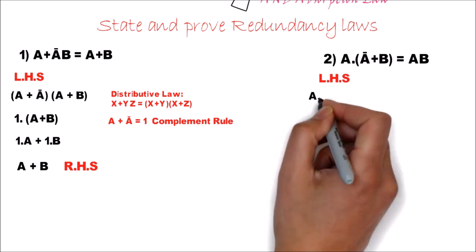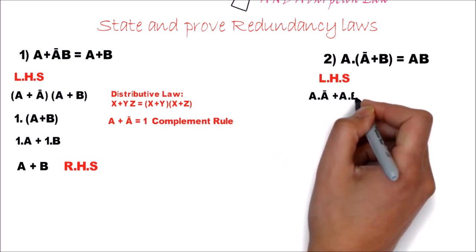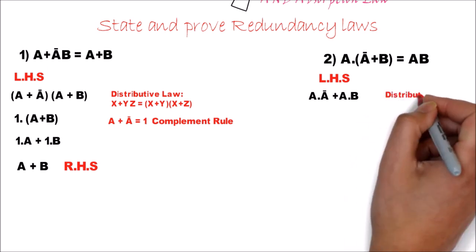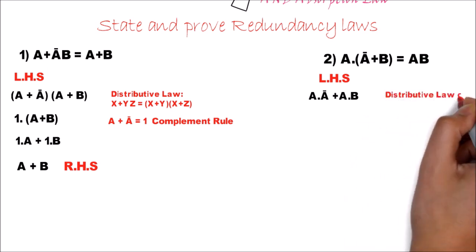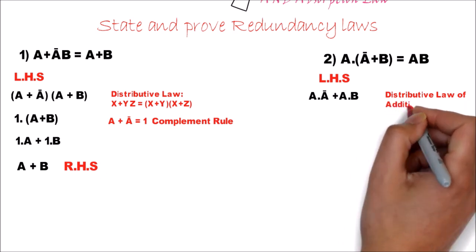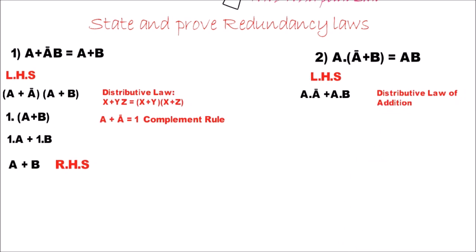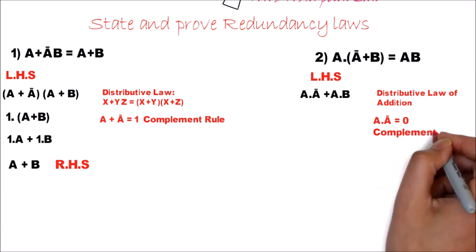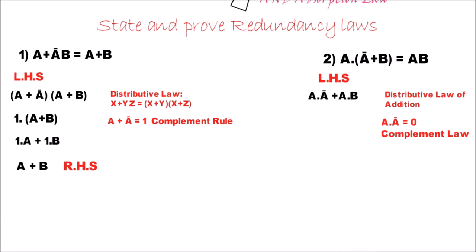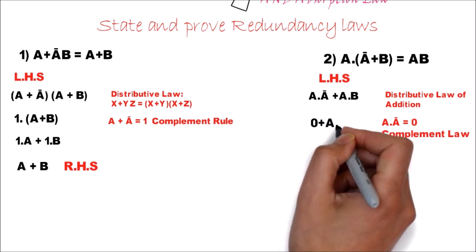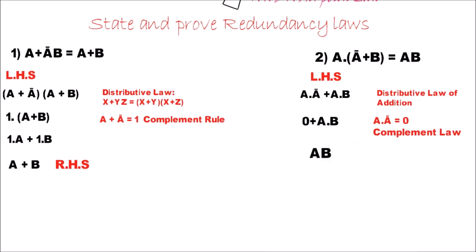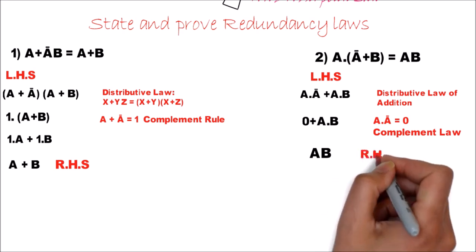Similarly, the second statement can be proved as a dot a bar plus a dot b, which is the distributive law of Boolean algebra. Again, a dot a bar is always equal to 0, which is the complement rule. Replacing a dot a bar with 0, the statement will be 0 plus ab. Now 0 plus ab is always equal to ab, the RHS of the statement.